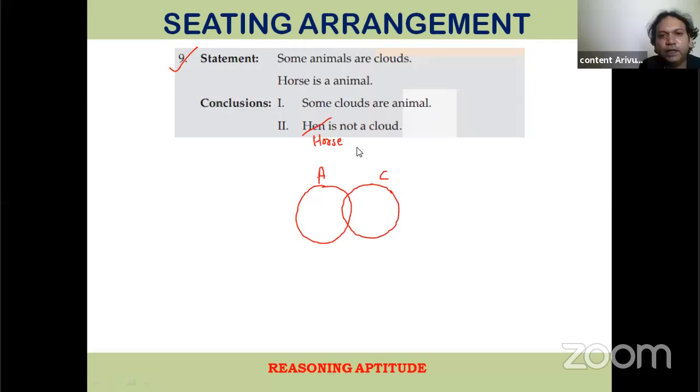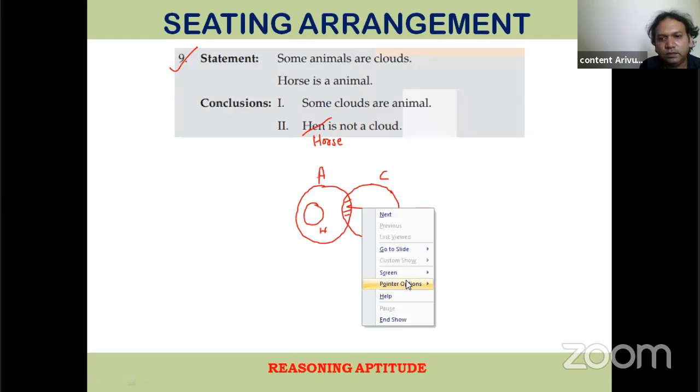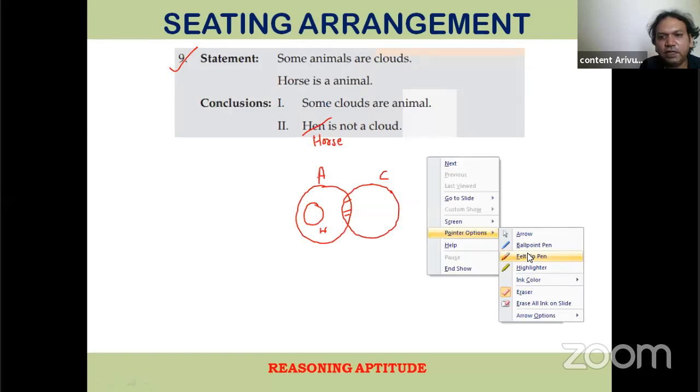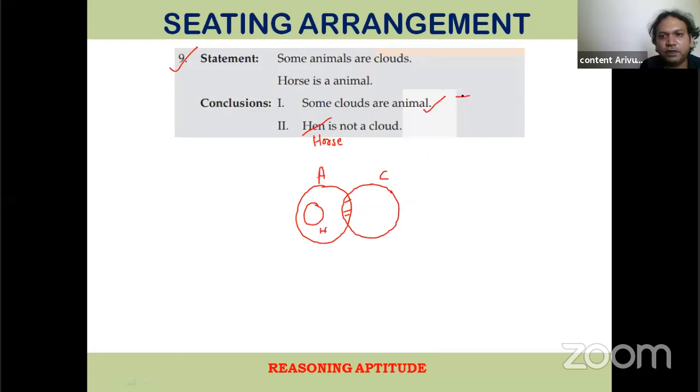And next is that horse is an animal. So horse will go inside the circle for animal. Now, some clouds are animals, that we can clearly see from here because some animals are clouds. That means some clouds are animals. So this part is correct, definitely right. The first statement is true.